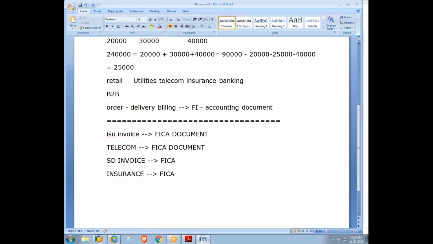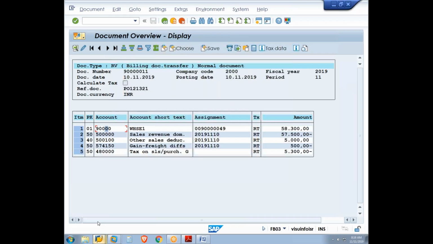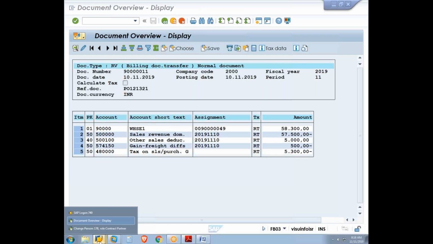So we need not be specific to any one industry where invoice is prepared. Rather, our concentration should start on the FICA, like what is the process of handling this particular FICA document, and the contract account itself, what you maintain, how you maintain it, okay? Then the FICA processes, then account balances, and then your dunning, and then your incoming payments, payment run, interest calculation, all these processes will happen in the FICA itself. So whatever you learn in FICA in ISU will be same in telecom, in insurance, or any other.